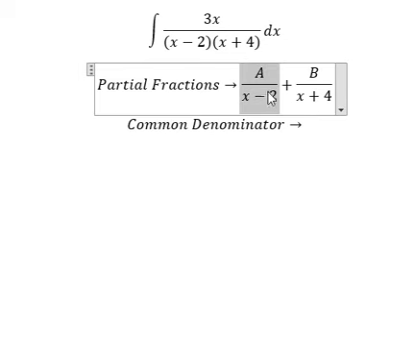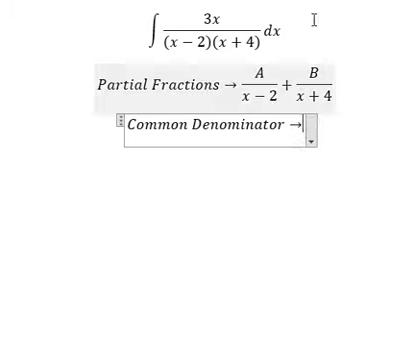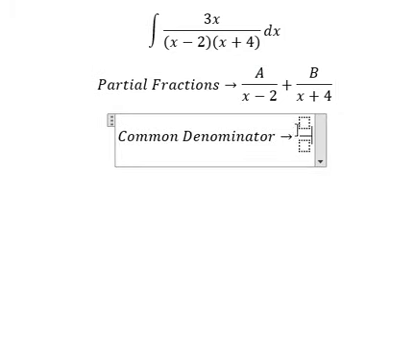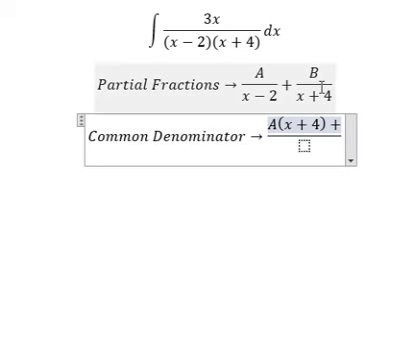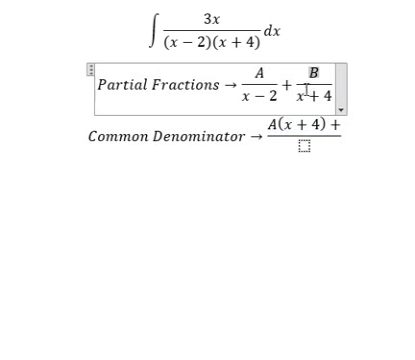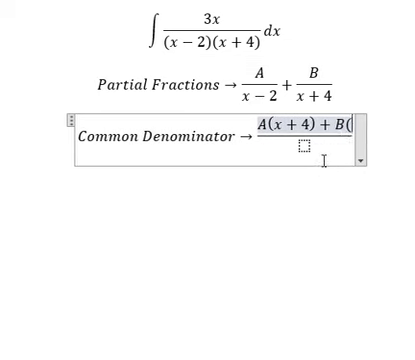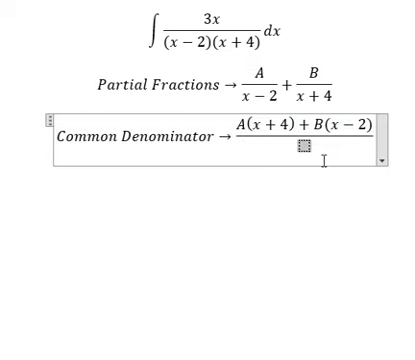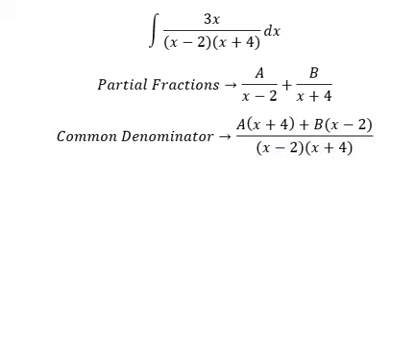About this one, it is missing s plus 4, so capital A multiplied by s plus 4. About this one, it is missing s minus 2, so capital B multiplied by s minus 2. Now we need to expand.